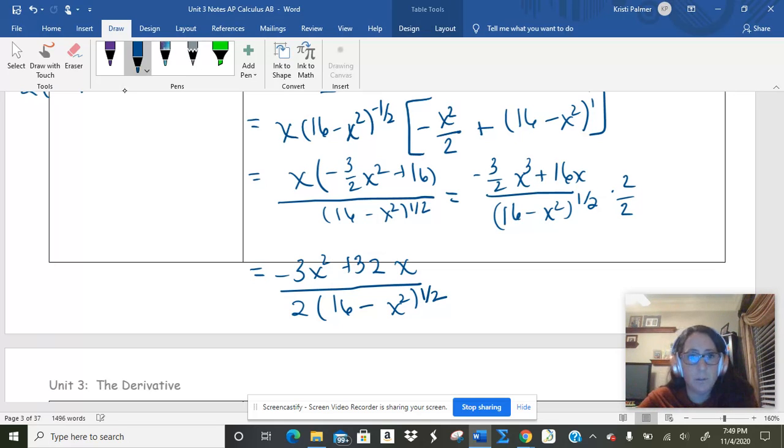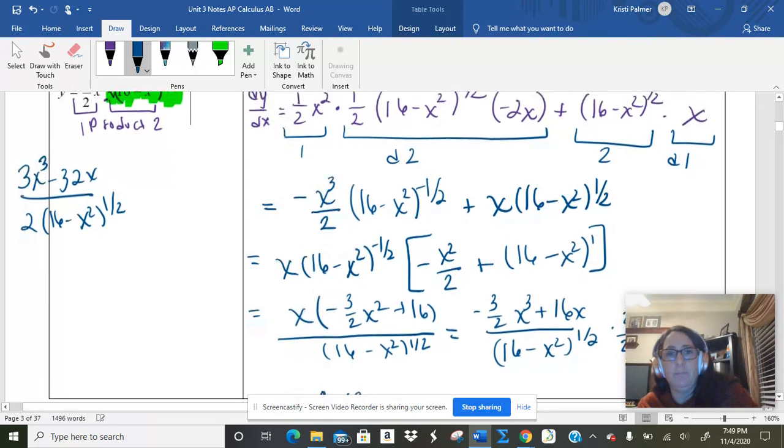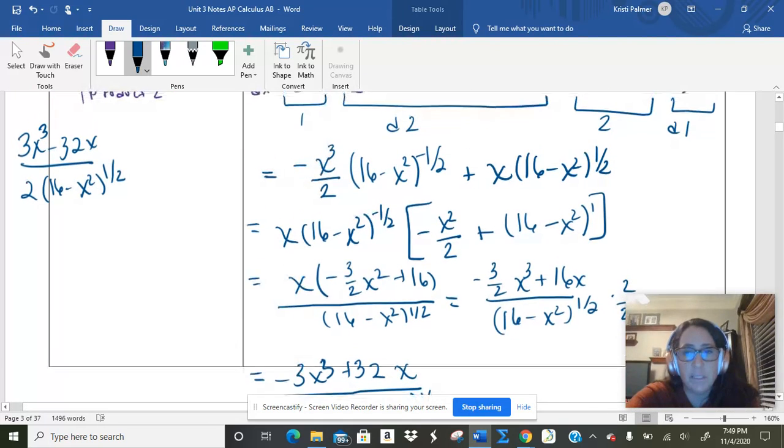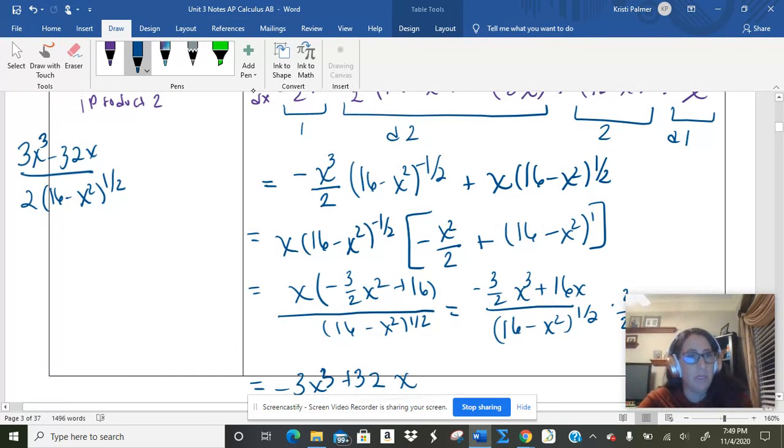Oops, that's a cubed. Let's see how we did. I just got opposite sides. So let's just double check this real quick.